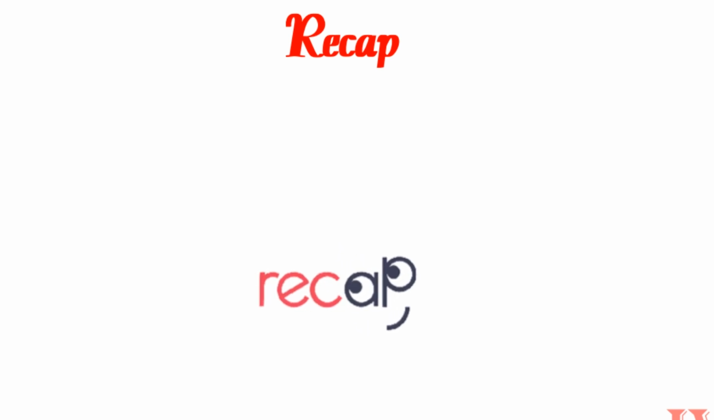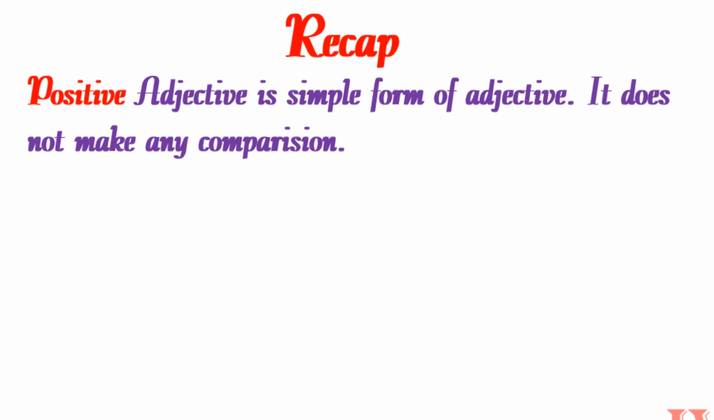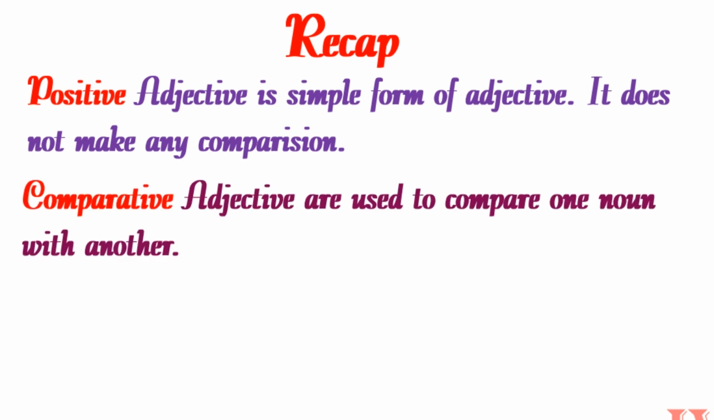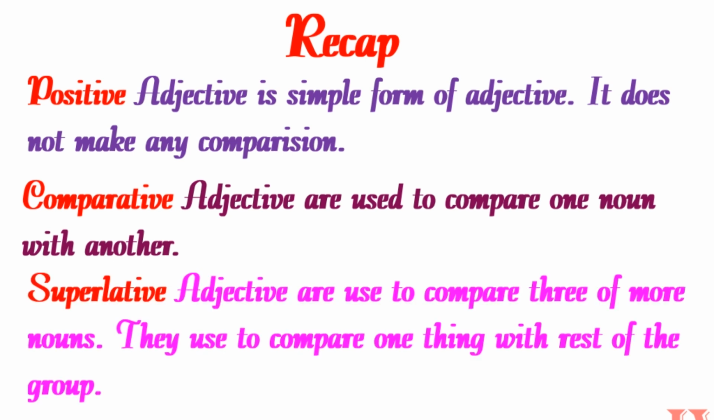Now, let's recap what we have learned today. Positive adjective is the simple form of adjective. It does not make any comparison. Comparative adjectives are used to compare one noun with another noun. Superlative adjectives are used to compare three or more nouns. They are used to compare one thing with the rest of the group.